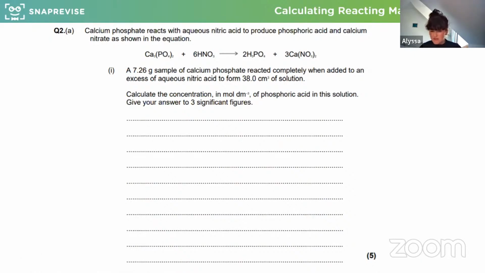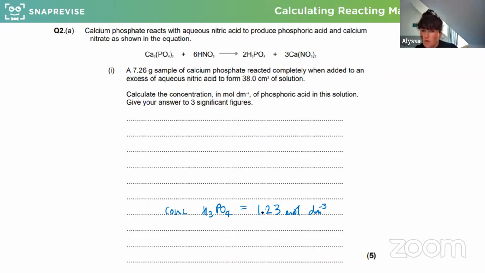And I'm just going to give you the answer that I have written down here. So we're asked to find the concentration of phosphoric acid to 3 sig figs. So I have got a value of 1.23 moles per decimeter cubed. So please feel free to go through and check if you can do that question. And there's the answer for you to check as well.